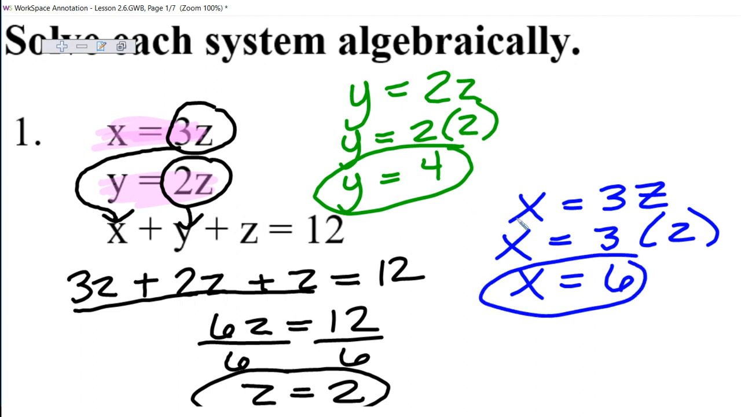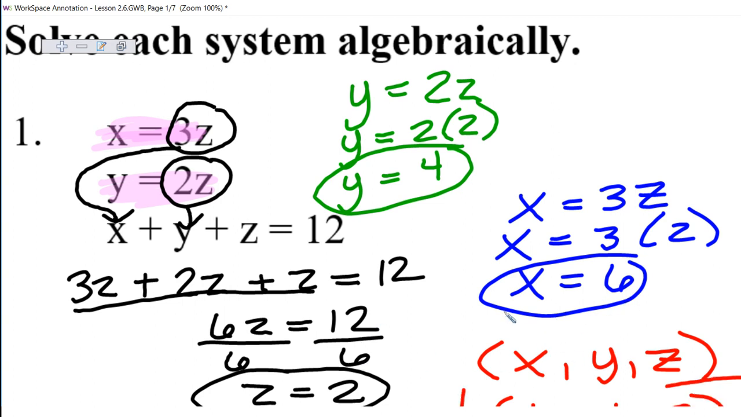Now, when we've been writing our solutions previously, we did x comma y. It was an ordered pair. Now since we have 3 parts to it, this is called an ordered triple. When you write your ordered triple, it's still alphabetic. So it's going to be x comma y comma z. What do I put for x? 6. What do I put for y? 4. What do I put for z? 2. So make sure they're in alphabetic order. X, comma, Y, comma, Z. Questions on problem 1?